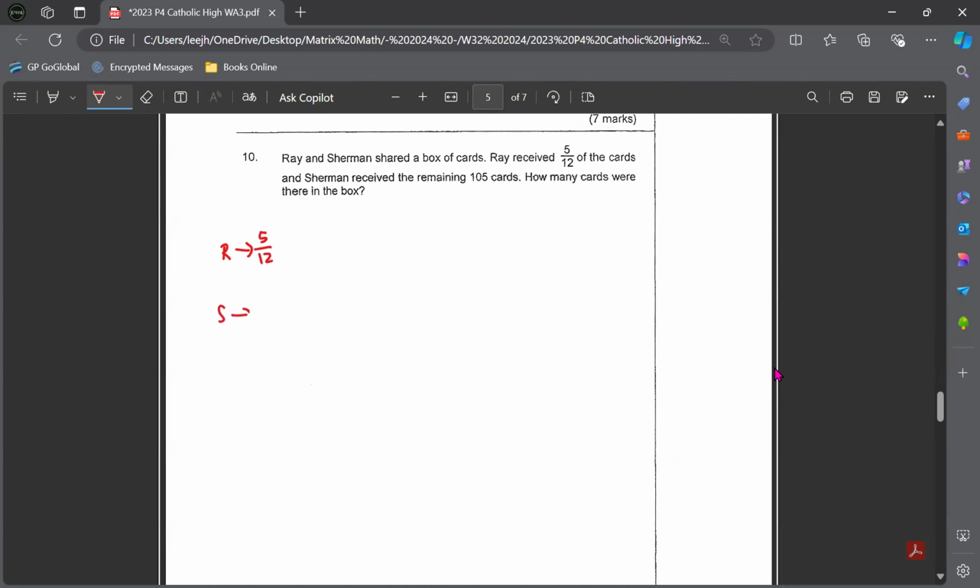But what about Sherman? Sherman received the remaining 105, which means this 105 will represent a certain fraction of the total. So I'm going to take 1 whole minus the fraction for Ray. So 12/12, 1 whole is 12/12, minus 5/12. So Sherman only got 7/12 of the cards, which means 7/12 represents a value of 105. Look for 1/12. 105 divided by 7, 15.